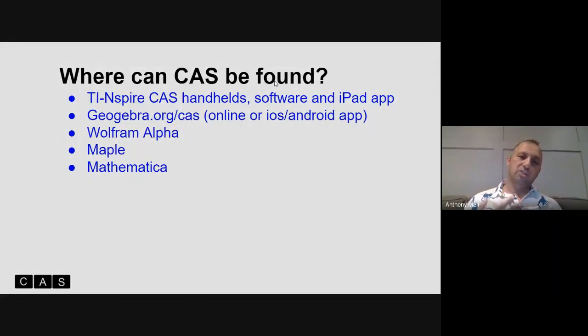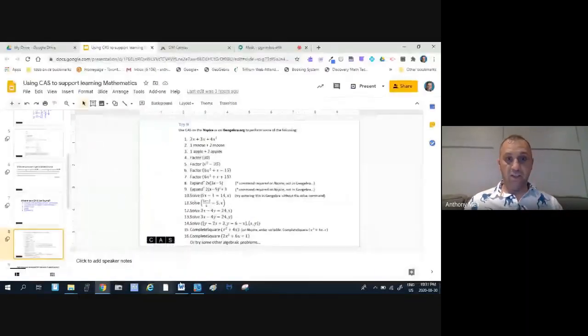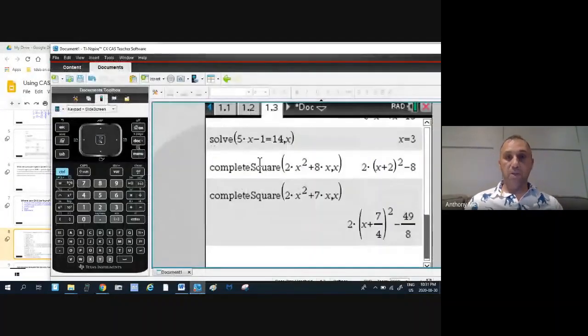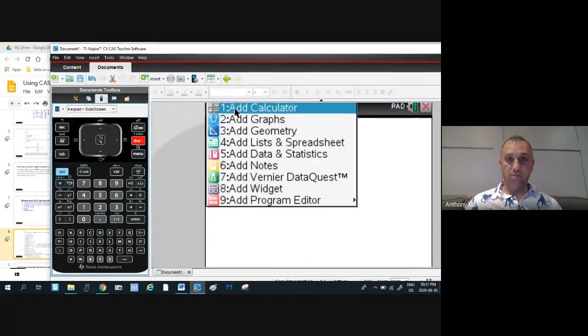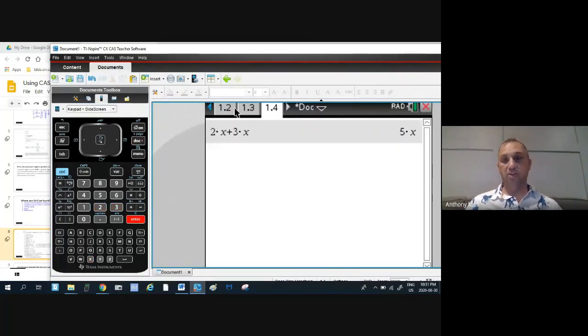I want to give you a chance to see what it looks like. So if you happen to have access to a TI-Nspire graphing calculator, you can follow along with me. Or if not, you can follow along with me on geogebra.org/CAS. So what I'm going to do is just minimize this and open my graphing calculator software, and I'm going to start a brand new page, just a calculator page, and we're just going to start riffing here. Like 2x plus 3x is 5x.